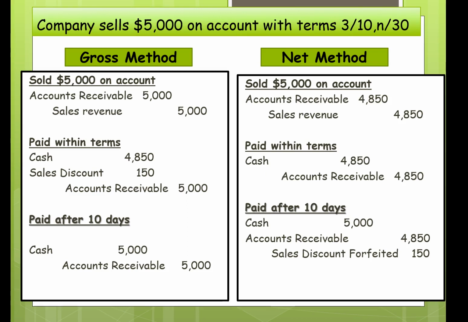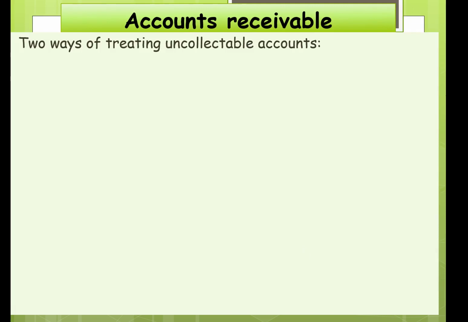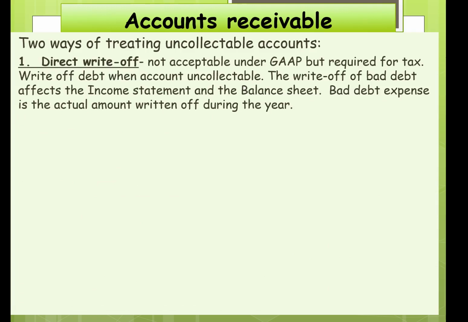Now we're going to look at accounts receivable. There are two ways of treating uncollectible accounts. There's the direct write-off method, which is required for tax purposes but not allowed under GAAP. When we use the write-off method, when we actually have bad debt, it will affect both the income statement and the balance sheet, and there is no estimate. We just book bad debt as it occurs during the year.